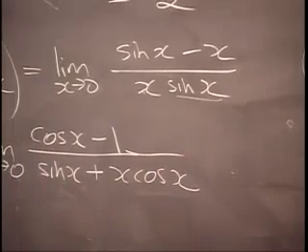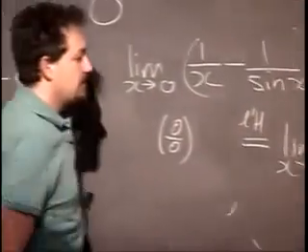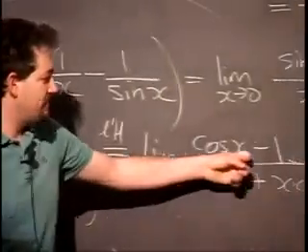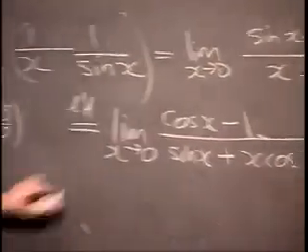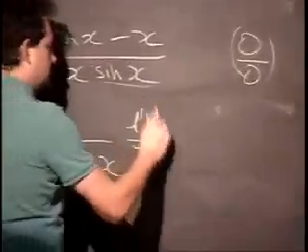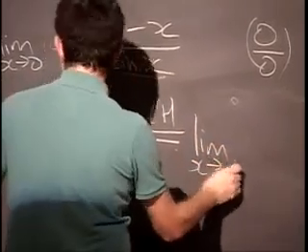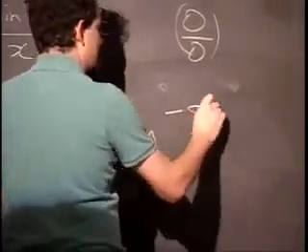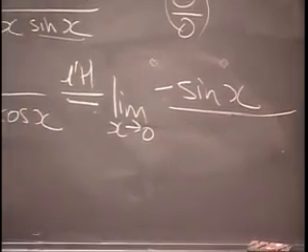Now again, this is a 0 over 0 case, because cosine of 0 is 1, minus 1 is 0 on the top. That's 0, that's 0. So it is 0 over 0. So I use L'Hopital's rule once more, and I get the limit as x goes to 0. Derivative of cosine x is minus sine x. On the bottom, the derivative of sine x is cosine x.